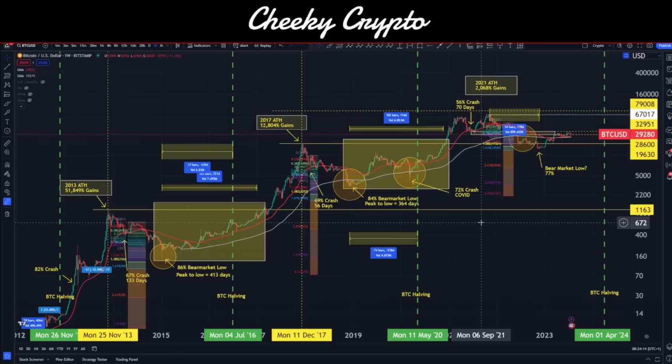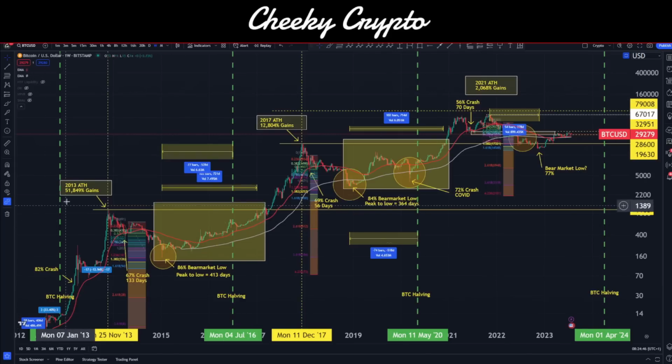Let's make a start with this thing then. So Bitcoin paired up with USD on the 1 week time frame, and Bitstamp is our data source. So that gives us this big macro view. Okay, and you can see we have 2013, 2017, 2021, all those peaks that we see there. We also have all of the crashes and the bear market lows, everything from 2015, 2018, potentially 2022, but we'll see about that.